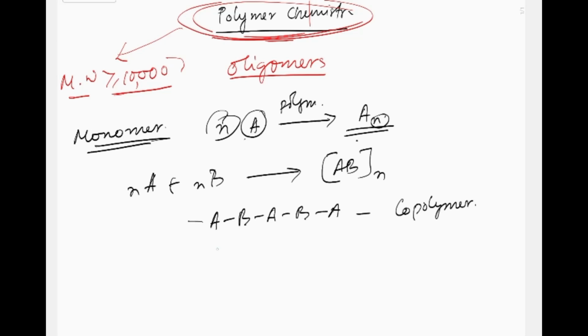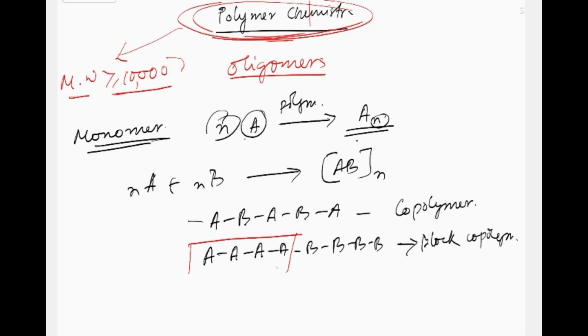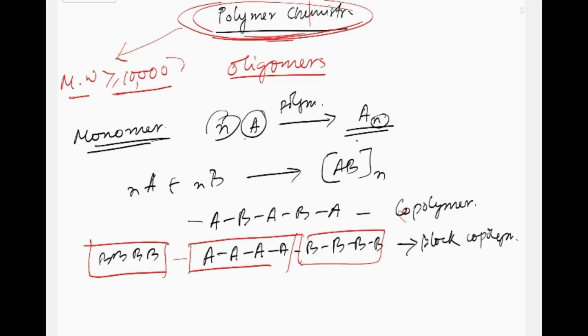Now this can also happen. This is also a type of copolymer, which is termed the block copolymer. Why? Because you can see blocks of polymers. This is one block, this is another block. Suppose the blocks are just attached to one another, with B, B, B again. So these are termed block copolymers, and this is a simple copolymer.